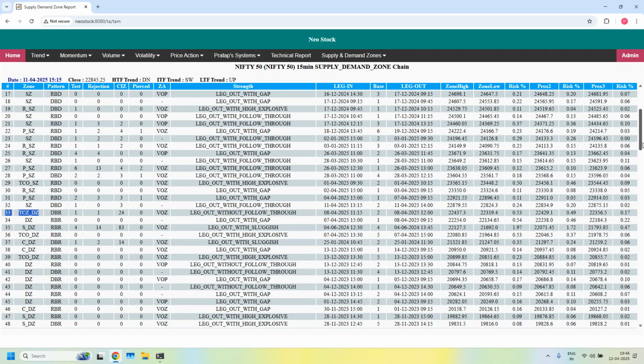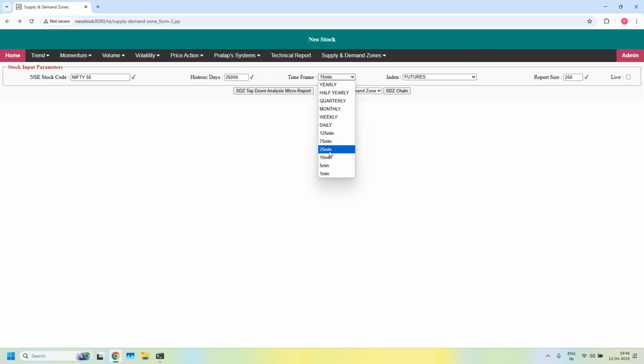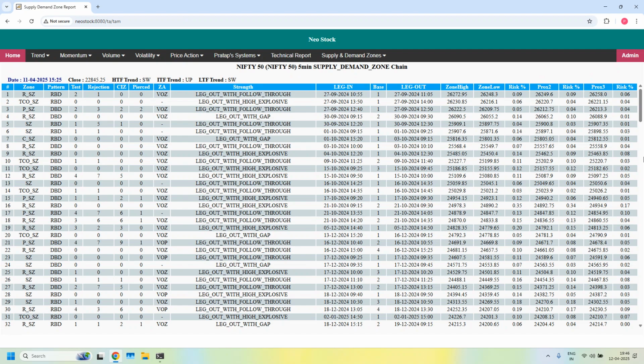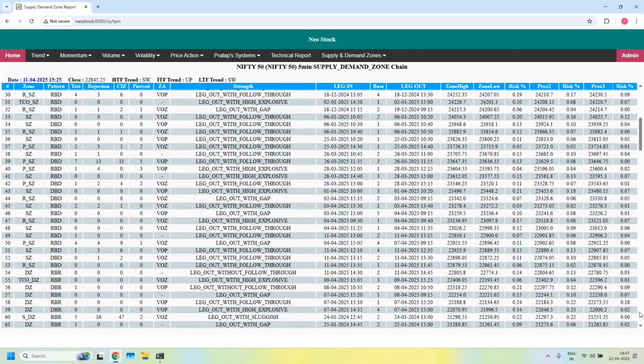Okay. This is the 15 minutes supply demand zone chain for NIFTY. Next, generating the 5 minutes supply demand zone chain for NIFTY. All are supply zones. I'm scrolling the list down. And here you have serial number 54, the nearest demand zone to the current closing price. I will adjust it in the middle.